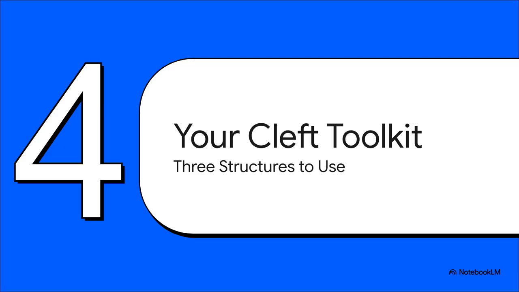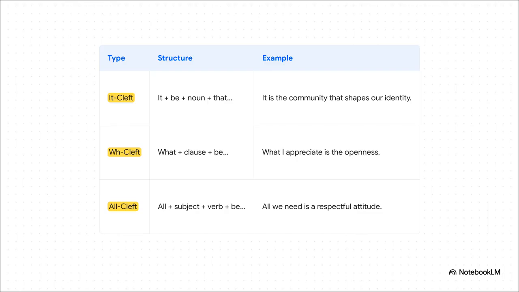Okay, so you've heard them in a real back and forth. Now let's actually break down the three main types that you can start putting in your own conversational toolkit, like today. This table lays it all out for us. First up, you've got the it cleft. This is probably the one you'll hear and use the most. You just use it is or it was to put that spotlight on a noun like a person or a thing. Like, it's the community that shapes us.